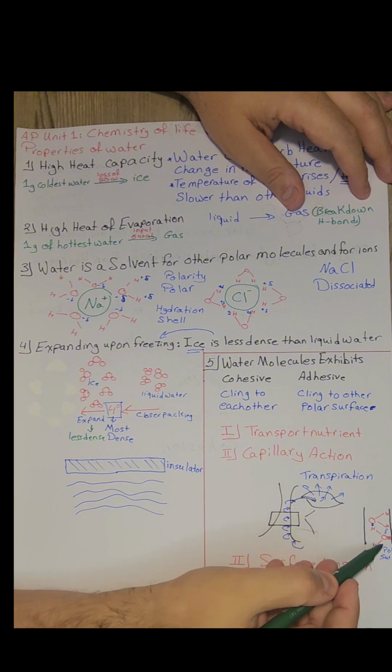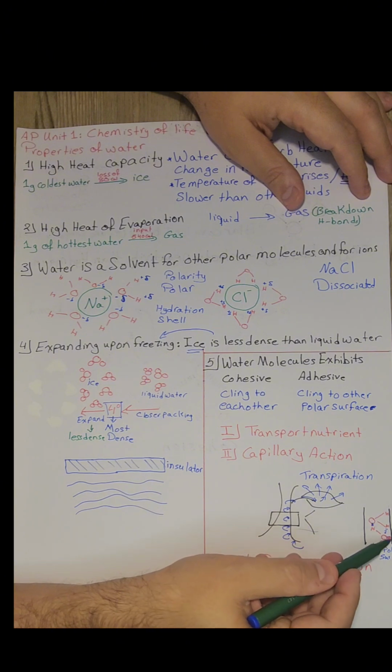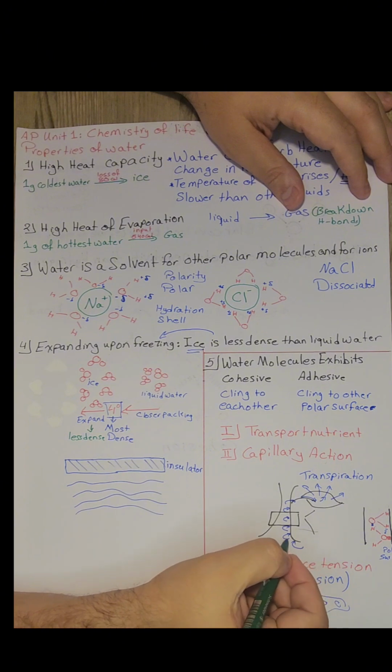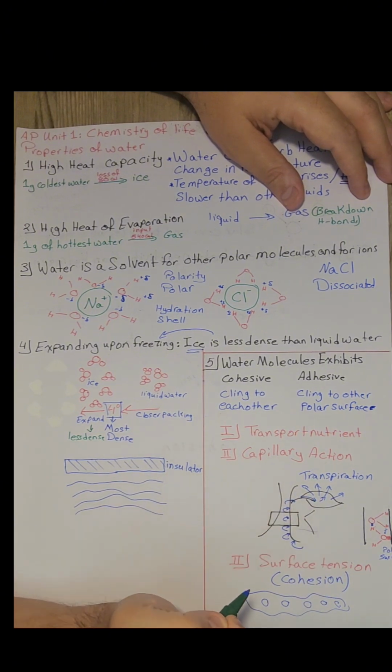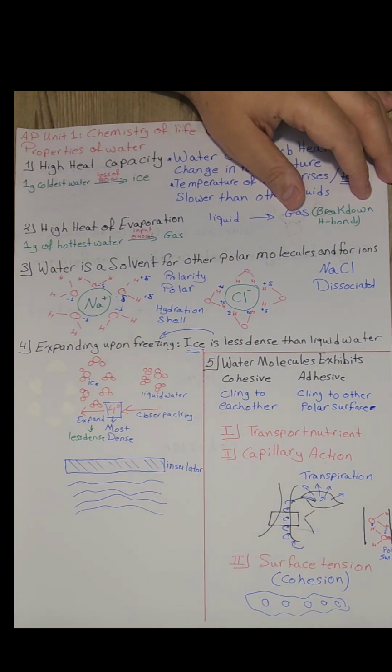Remember, adhesion is the ability of water molecules to cling to a polar surface, while cohesion is the ability of water molecules to cling to each other. Due to cohesion and adhesion, this capillary action takes place, which allows water to move up in a tree to replace the evaporated water from the leaf.